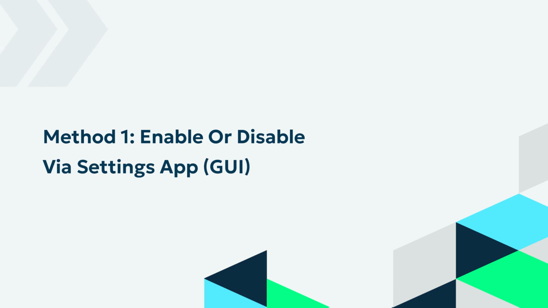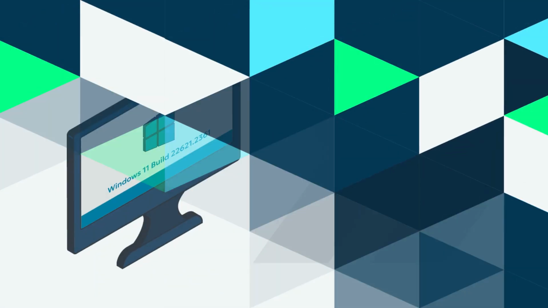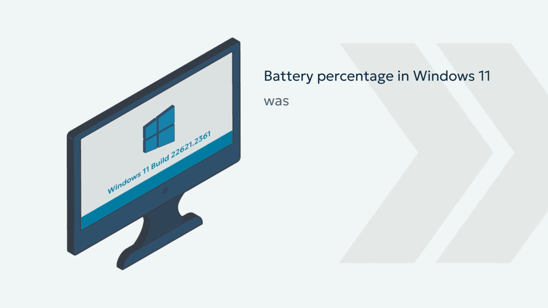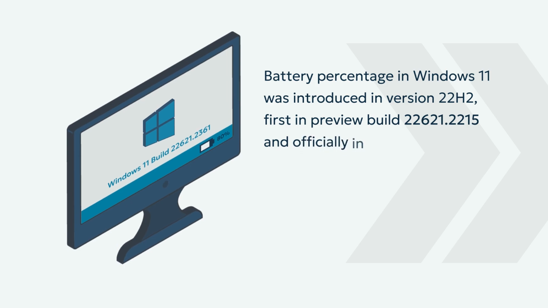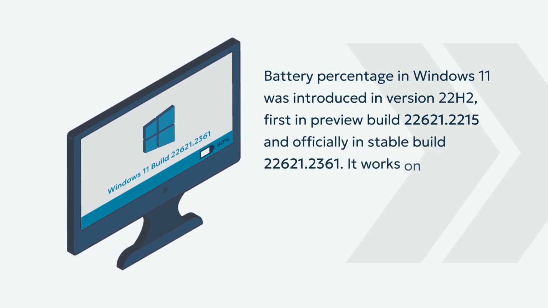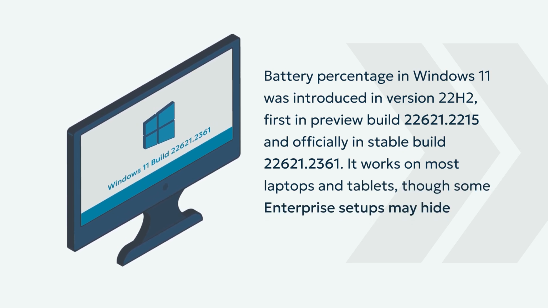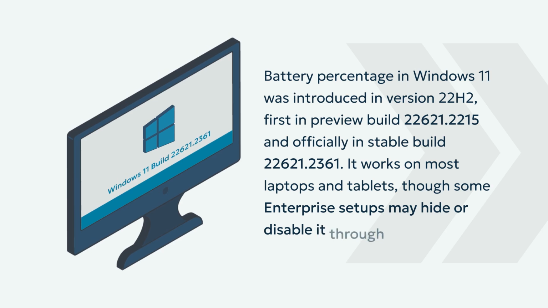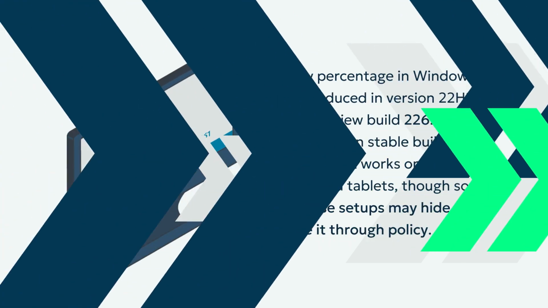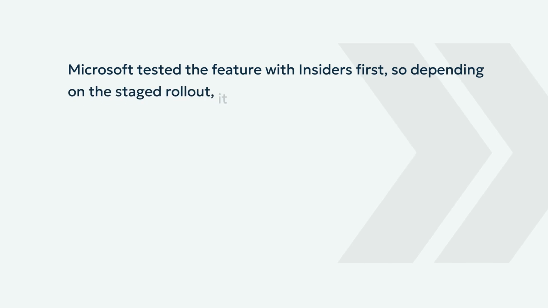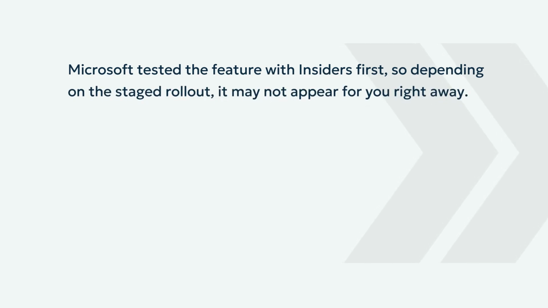Method 1. Enable or disable via Settings app GUI. The battery percentage option in Windows 11 started with version 22H2, first introduced in build 22621.2215 preview and officially rolled out in build 22621.2361 stable. It's supported on most laptops and tablets, but in enterprise editions, it may be hidden or turned off by company policies. Microsoft first tested the feature with insiders before rolling it out more widely, so depending on the staged release process, you might not see it right away.